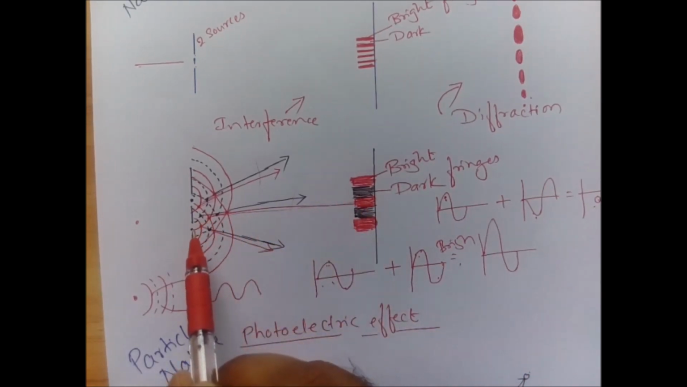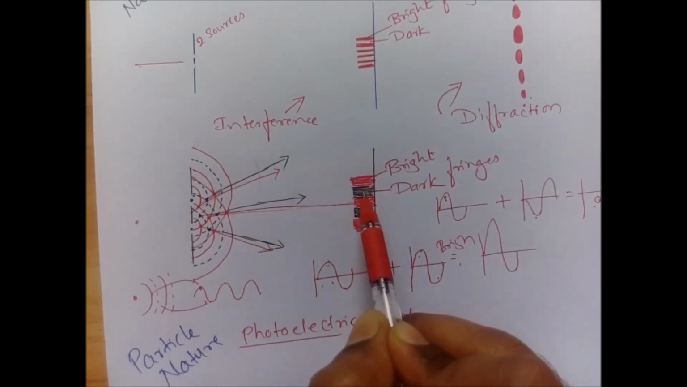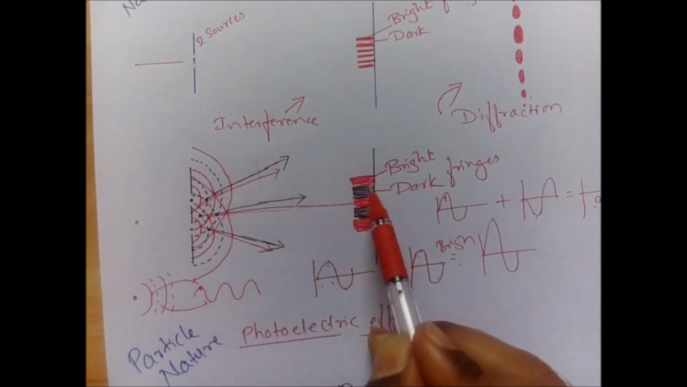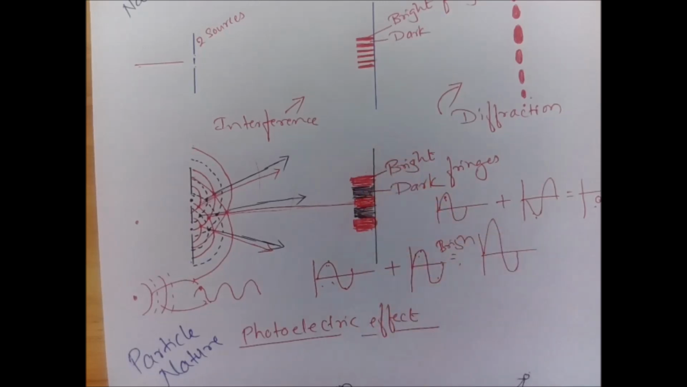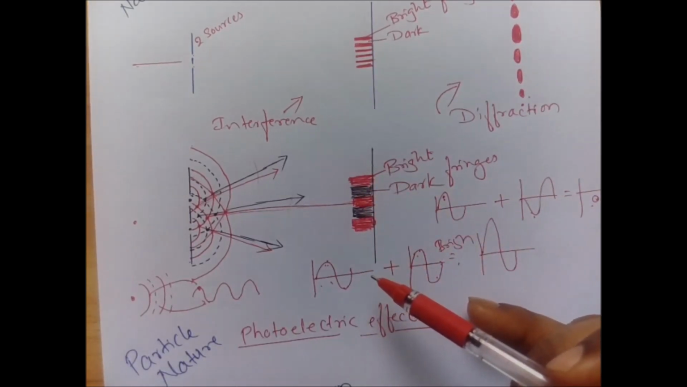When a crest falls on the trough, the effective interference will be the dark fringe. The same thing we will have for each of the points. We will have dark fringe, bright fringe, dark fringe, bright fringe, like that we will be having the patterns. The same thing is true for the diffraction patterns also. So this is called the interference and the diffraction.